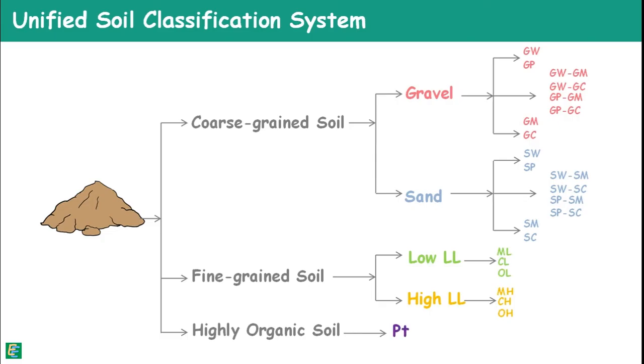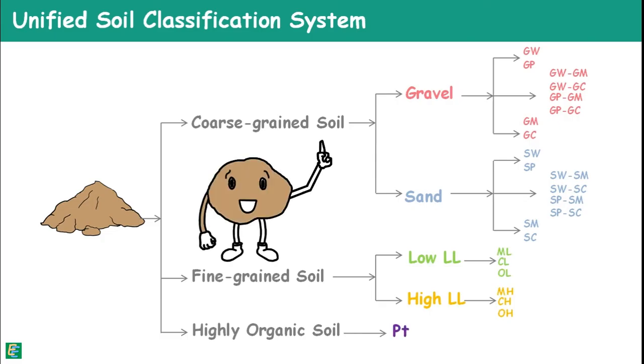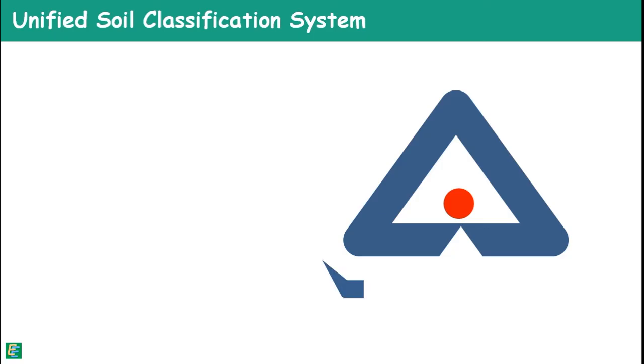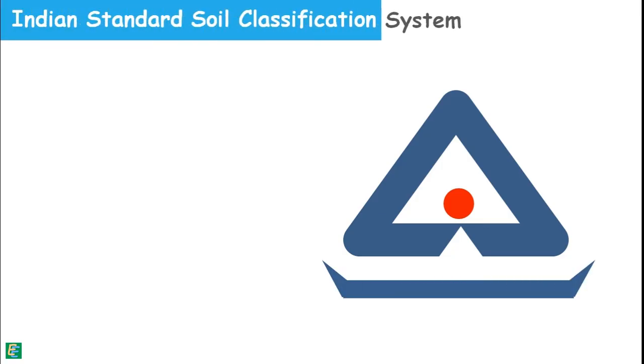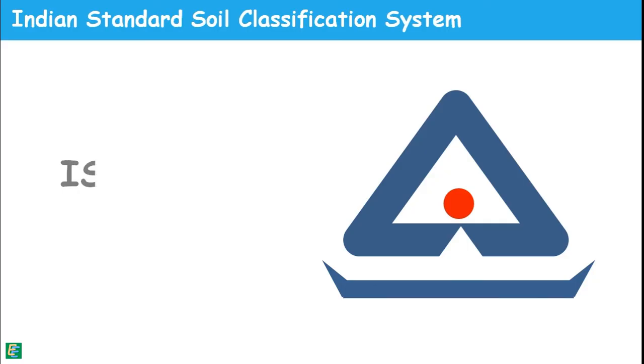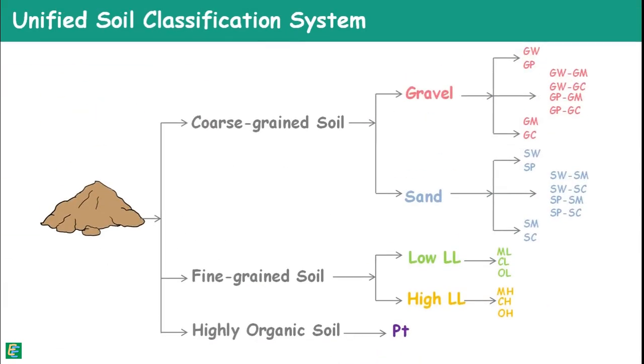Symbols used in the unified system are more descriptive and are more easily remembered. This classification system has also been adopted by the Bureau of Indian Standards, making the Indian Standard Soil Classification System. Indian classification system is in many respects similar to the unified classification system. There is one basic modification which is in the classification of fine-grained soils.